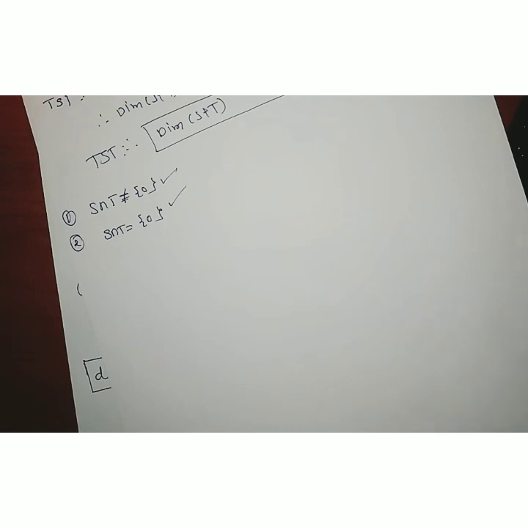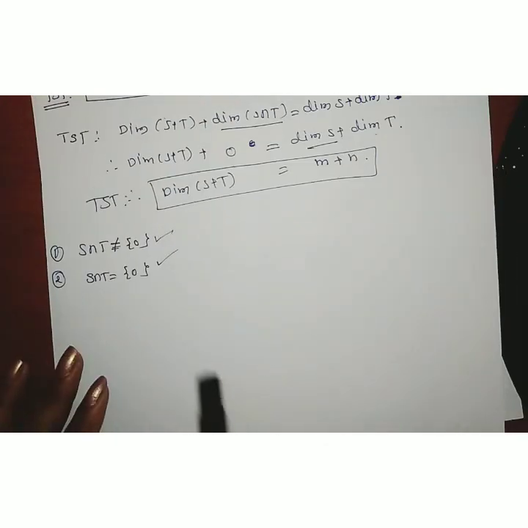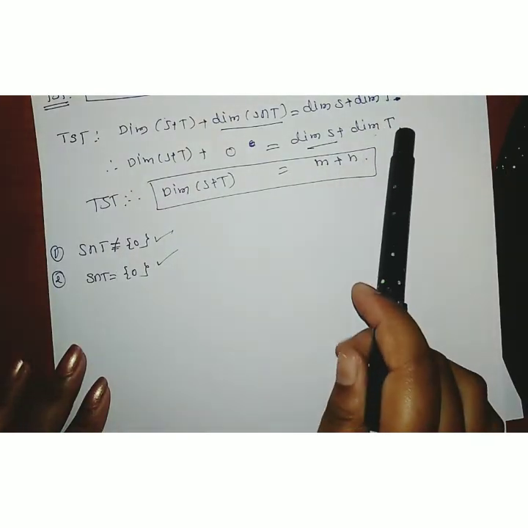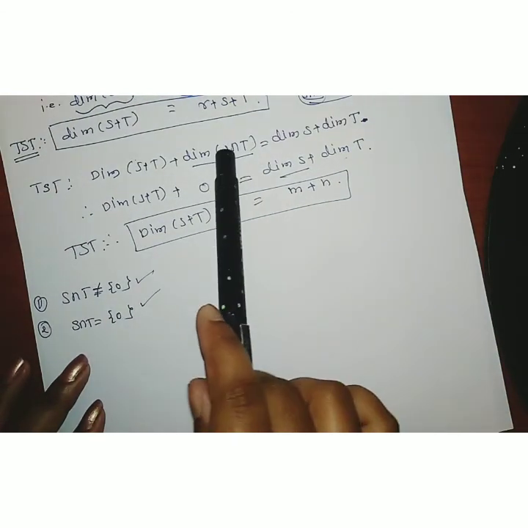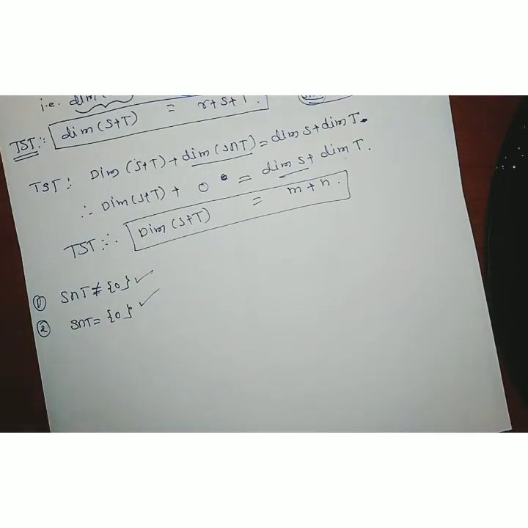Okay, so this is a very important result which is used for solving problems. If you are given the dimensions of S and T, and you have to find the dimension of either S plus T or S intersection T. Okay, so this is the proof of that theorem.